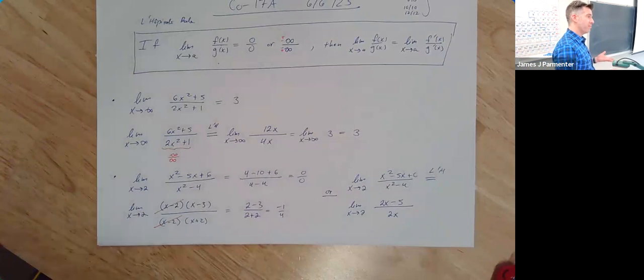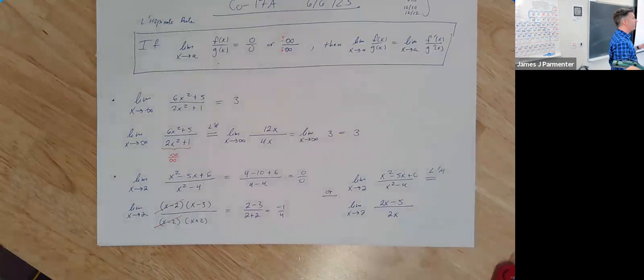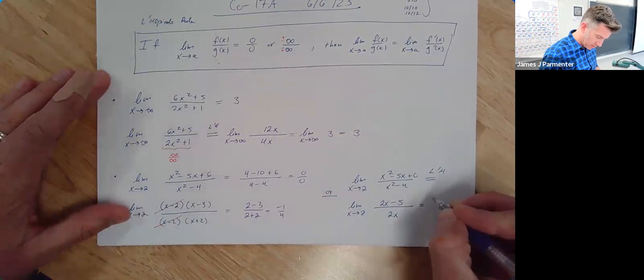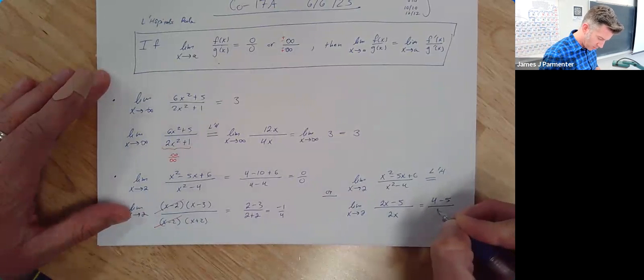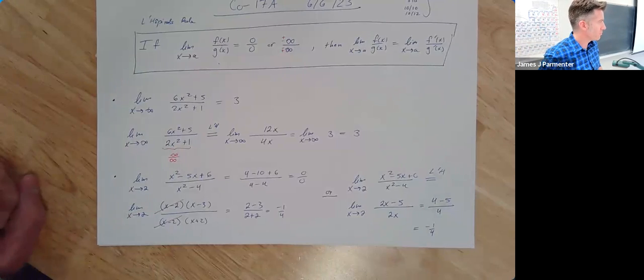Here's a good tip. Immediately after using L'Hopital's rule is when you want to try plugging in what x is approaching. So now I'm going to plug in 2, and I'm going to get 2 times 2 minus 5 over 2 times 2, which is exactly the same answer.